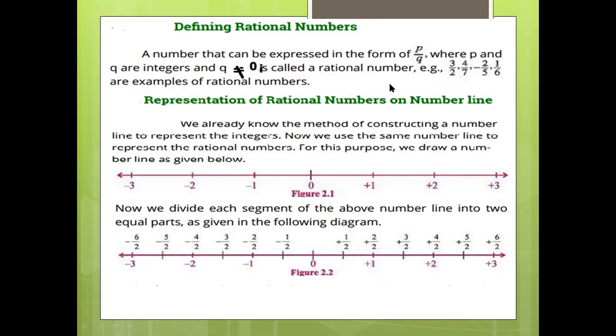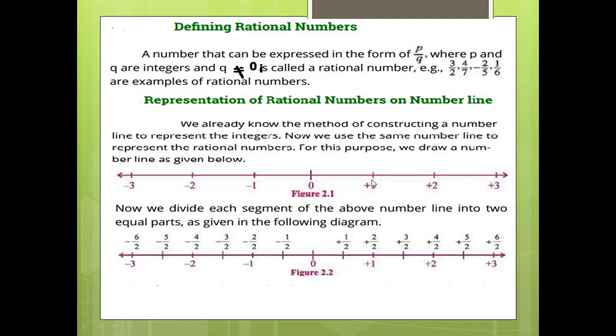But for your understanding, you can say that all the natural numbers, negative numbers, and 0, and all positive and negative fractions, these are the rational numbers. So now, the representation of rational numbers on a number line.